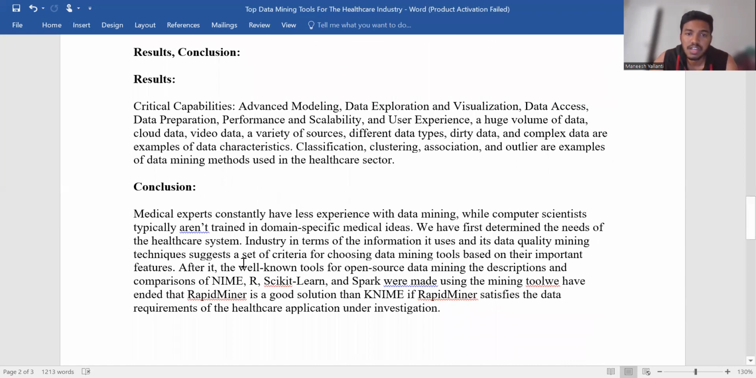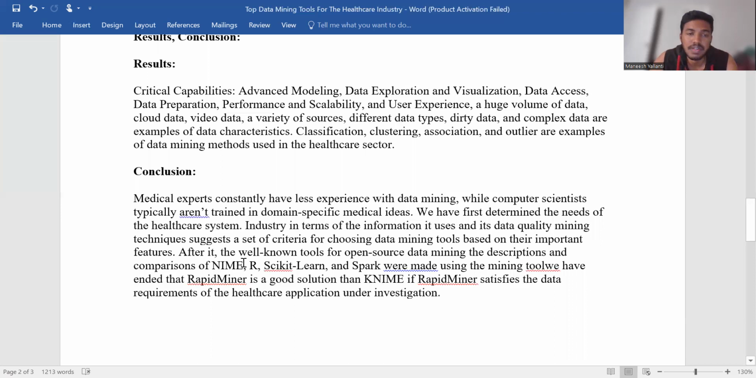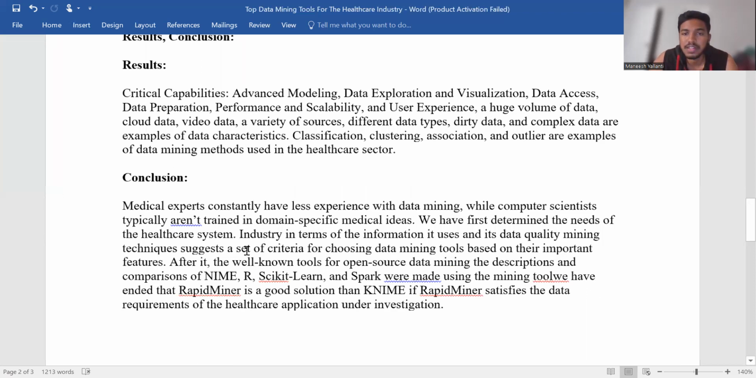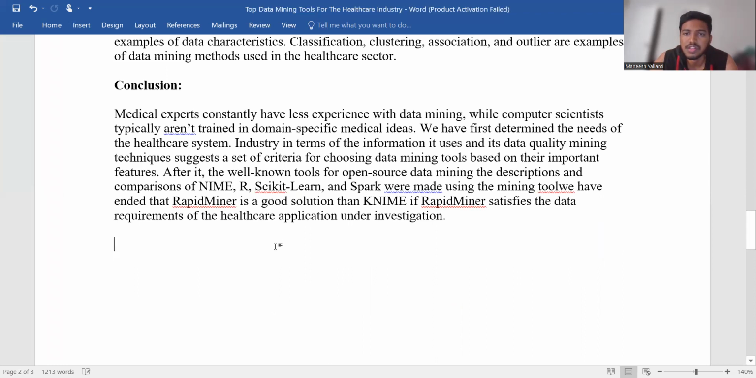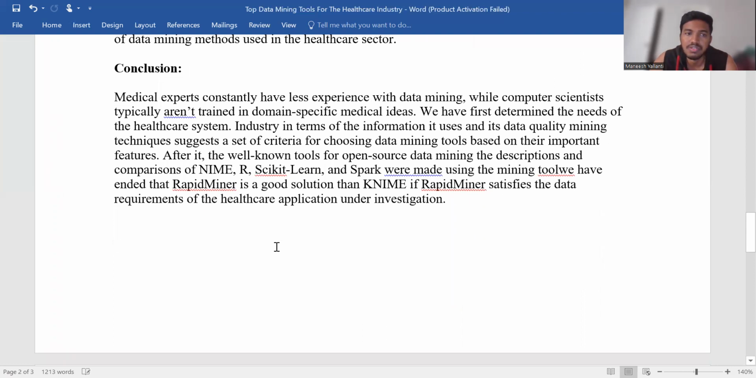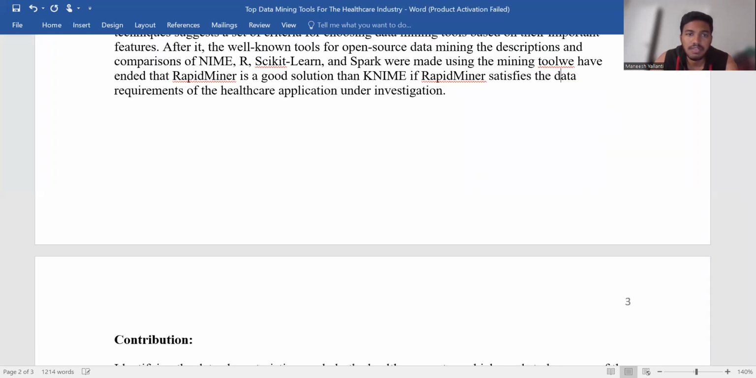Conclusion. Medical experts constantly have less experience with data mining, while computer scientists typically aren't trained in domain-specific medical areas. We have first determined the needs of the healthcare industry in terms of the information it uses and its data quality. Mining techniques suggest a set of criteria for choosing data mining tools based on the important features. After the well-known tools for open source data mining, the descriptions and comparisons of KNIME, scikit-learn and Spark were made using the mining tool. We found RapidMiner to be a better solution than KNIME, if RapidMiner satisfies the requirements of the healthcare application under investigation.